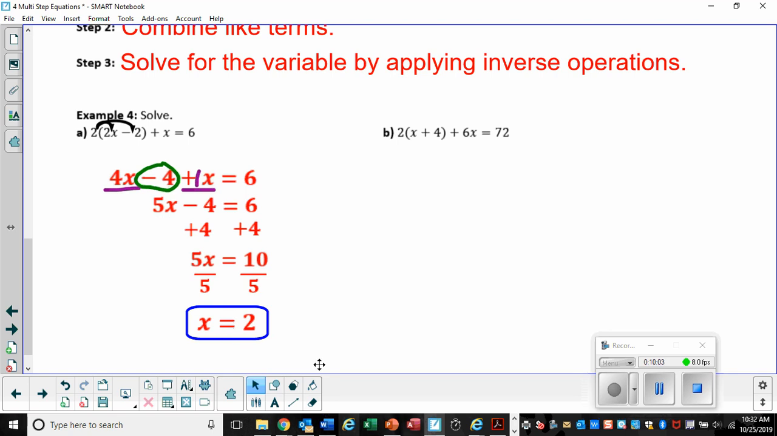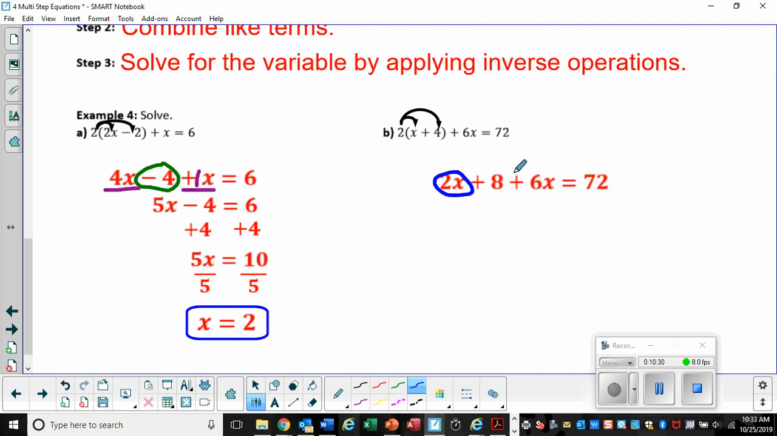Okay. The next one, I'm going to distribute first. So I'm going to take my 2 and multiply it by the x. And I'm going to multiply it by the 4. So that becomes 2x plus 8 plus 6x equals 72. Now I can combine my like terms. So I have a 2x and a positive 6x, and I have the plus 8.